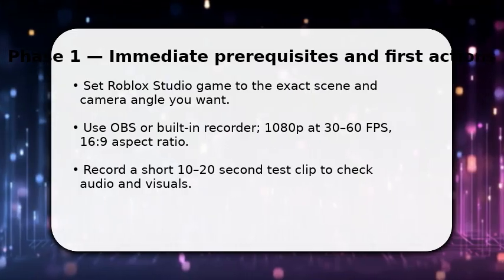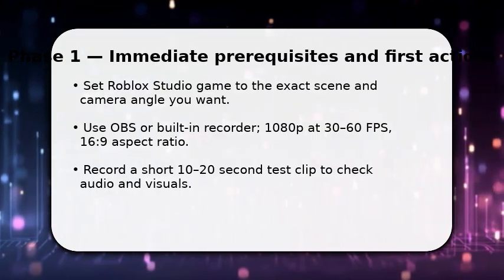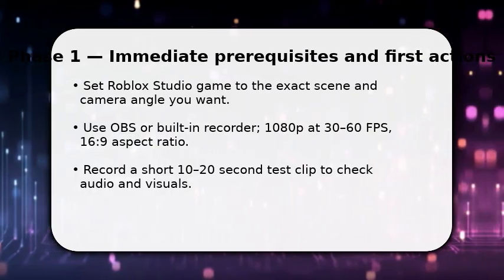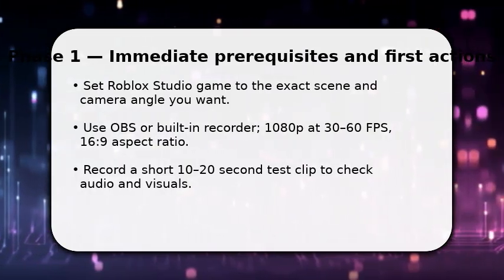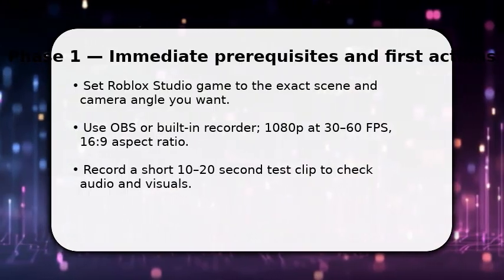You start by opening Roblox Studio and loading the level you will feature. Position the camera and avatar exactly where the action begins. Once done, configure your recorder, OBS, or the built-in tool, set 1080p, 30 or 60 FPS, and 16:9.